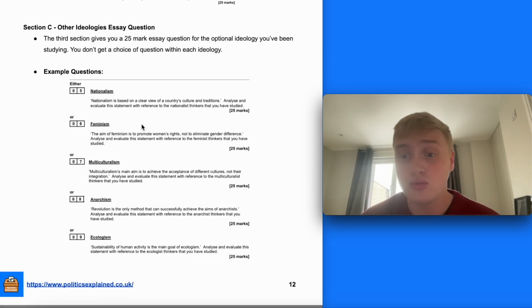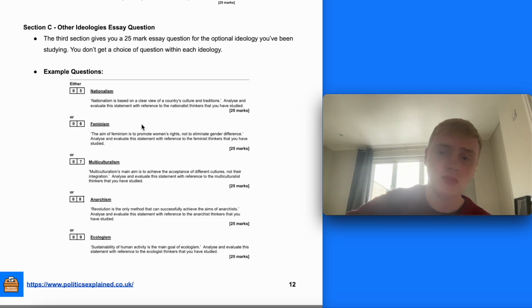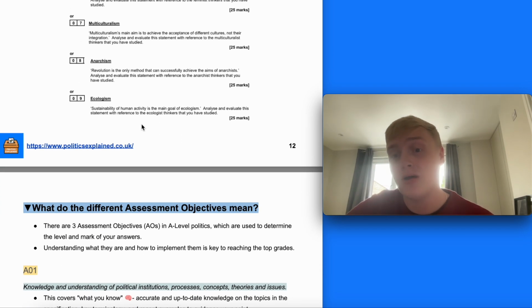Here, obviously, you can choose between the non-core ideologies, but you'll only be studying 1 in class. You actually get no choice in this final question. It's a 25-mark essay question and you get no choice within the ideology. So in Edexcel, you get a choice. You get 2 feminism questions, for example, or 2 nationalism questions. Here you just get 1 that you have to answer. So that's the introduction to Edexcel and AQA, the specifications and what the exams look like.